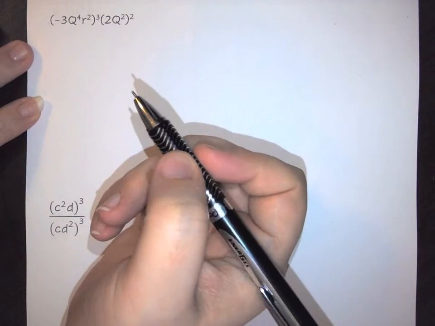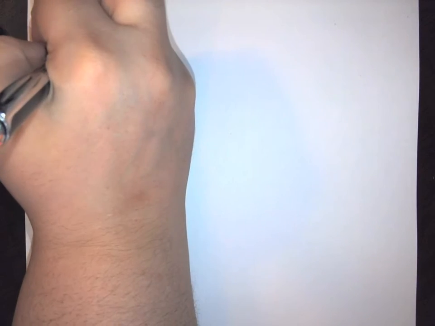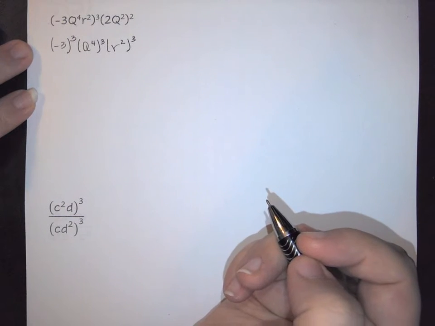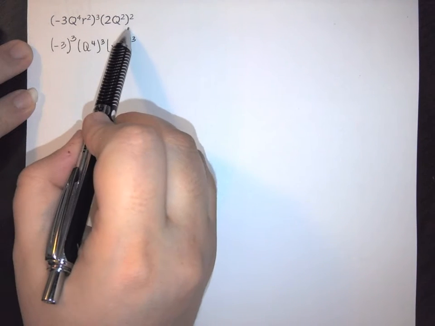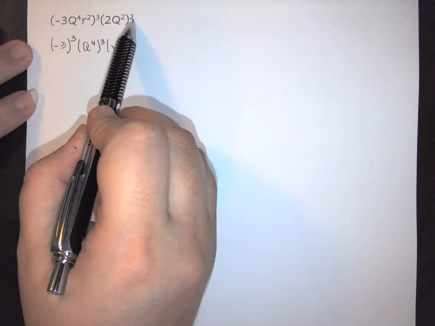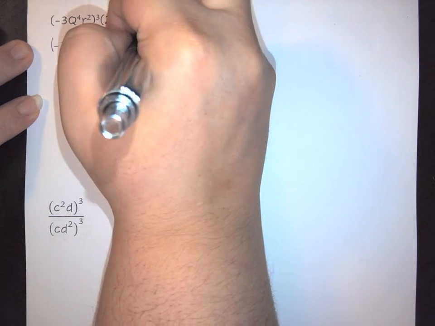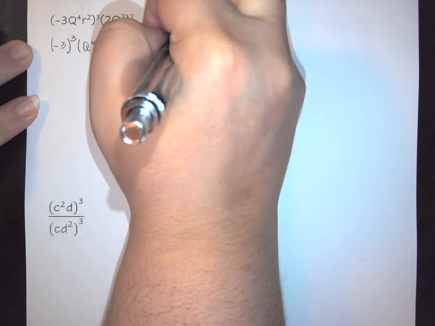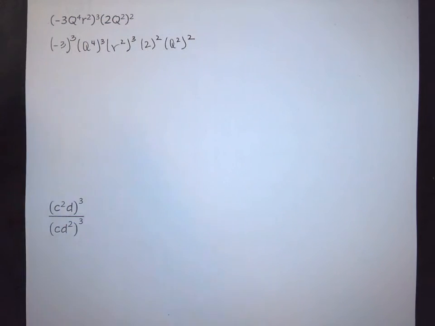Okay, so the first thing we're doing here is power to a power. So we're going to change this first parenthesis to say -3 to the third. And then we're going to have q to the fourth to the third, and r squared to the third. So we're applying it to each part. In this second parenthesis, we're doing the same thing. It's still power to a power. So here we're going to have 2 squared, and we're going to have q squared squared.